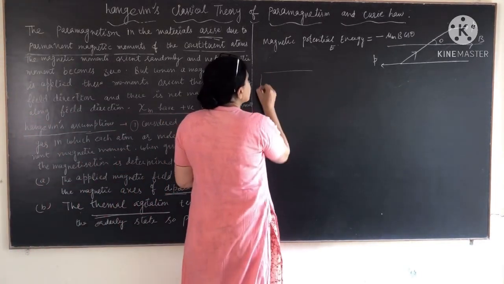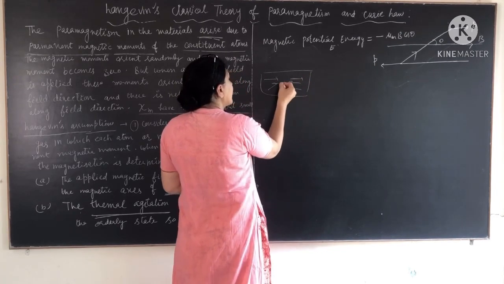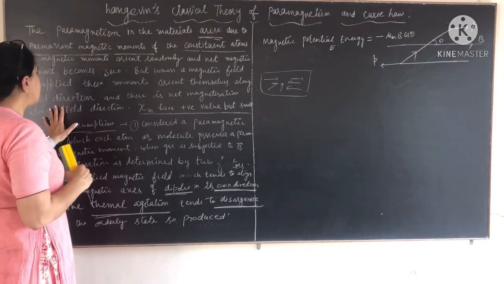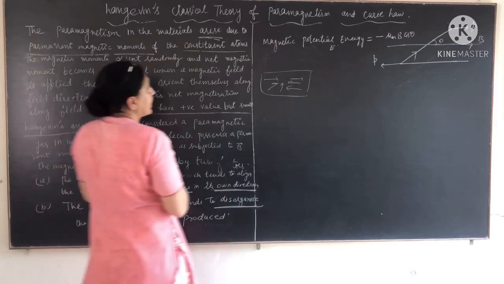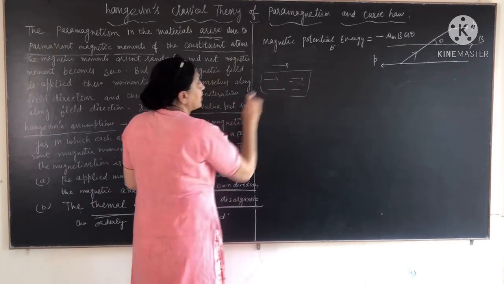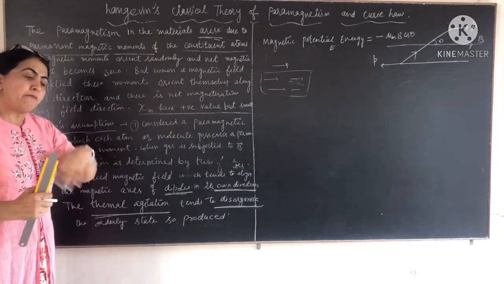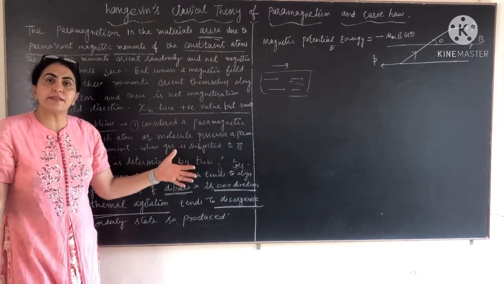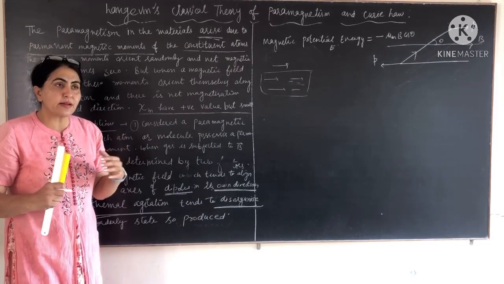field, these dipoles are randomly oriented. And when we apply a magnetic field, they orient themselves in the direction of the magnetic field. So when they orient themselves in the direction of the magnetic field, then there is a net magnetization, meaning there is a net dipole moment.